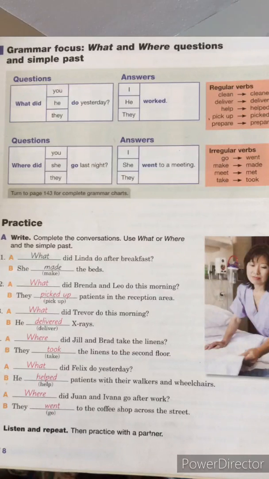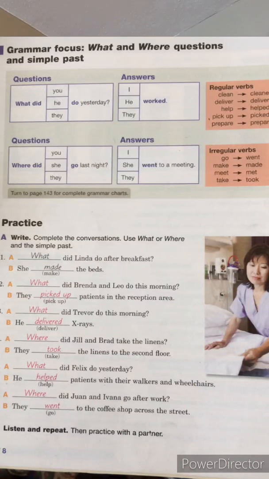Now, because the question was asked in the past tense, where did you go? The answer also is given in the past tense. I went to a meeting. This is not a regular verb. The verb does not end in ed, but it is a past tense verb. Went is the past tense of go.